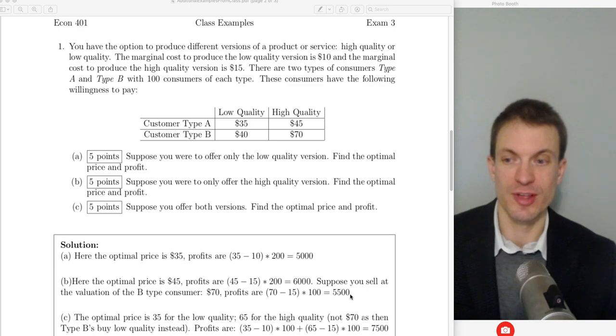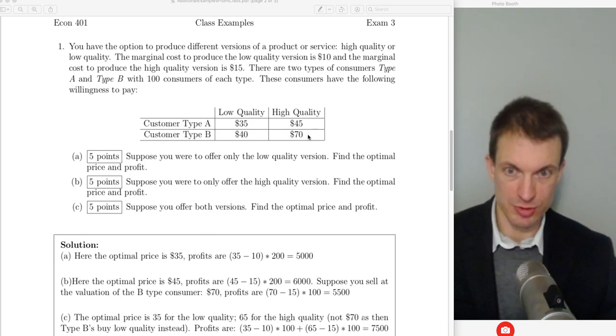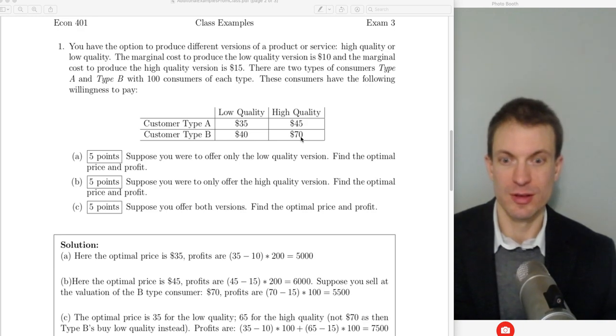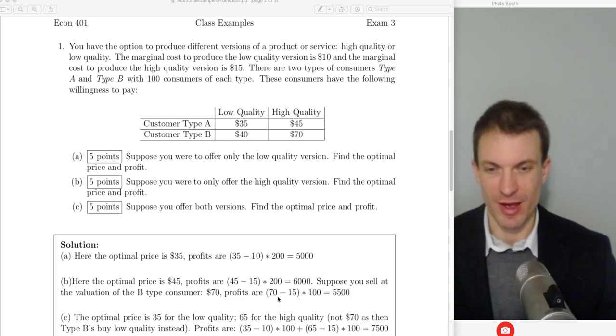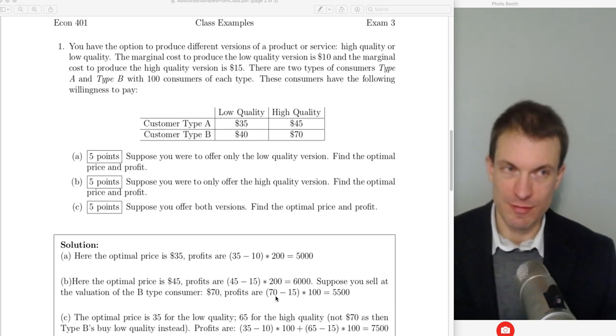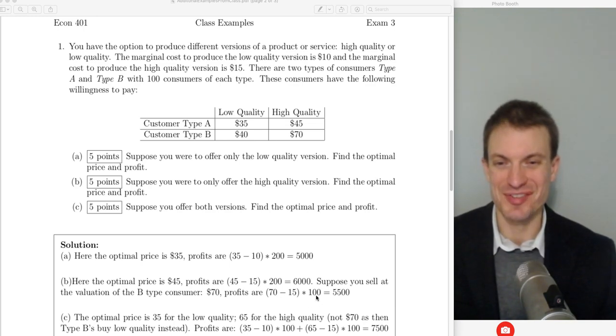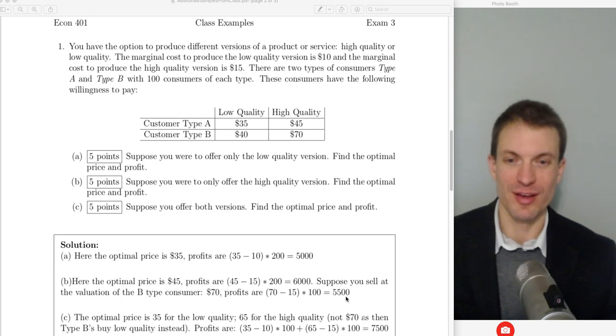Suppose we decided to sell at the valuation of our type B consumer, at a price of 70. We would get 70 minus 15, a markup of $55 over those 100 units, which would be 5,500. However, that's not as good as if we sell at the lower price to both.